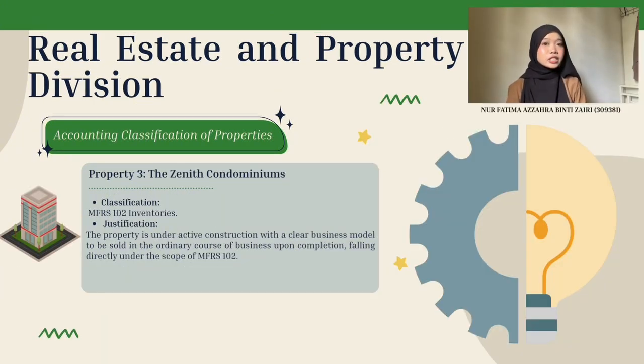Okay, so finally, let's look at Property 3, which is the Zenith condominium. Even though it's still under construction, the clear business plan is to sell off the units to home buyers as soon as they finish. So it's held for sale in the ordinary course of business. It belongs under MFRS 102 inventory, which is plain and simple. That's all from me. Thank you.